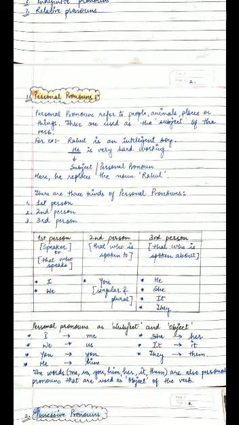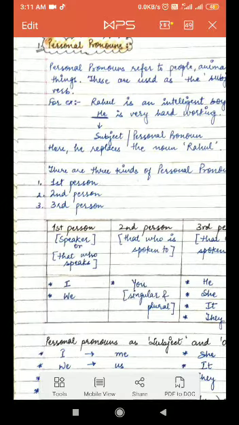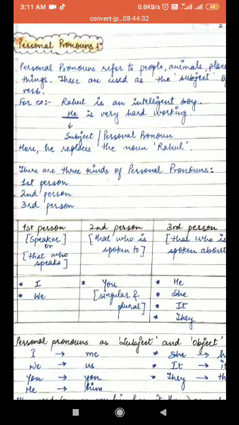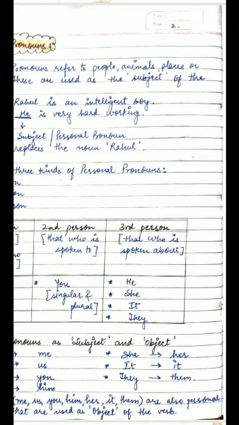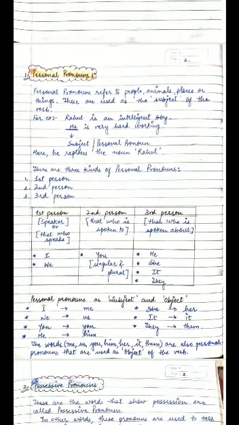Now children, there are 3 kinds of personal pronouns. First person, second person and third person. First person is the person who is speaking. For example, I and we are first person. Now second person is the person who is spoken to. For example, you. And third person, the person who is spoken about. For example, he, she, it and they are third person.